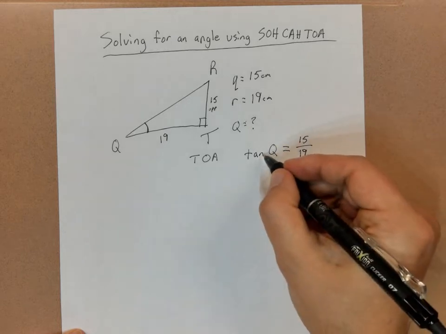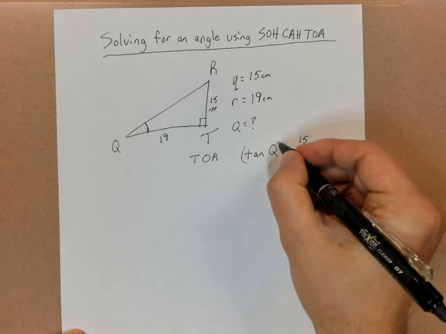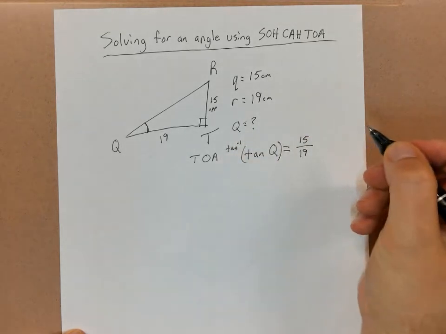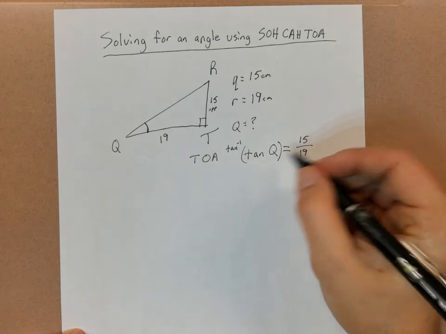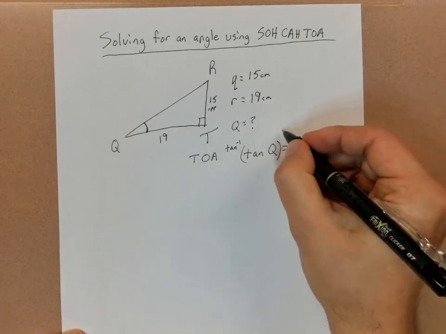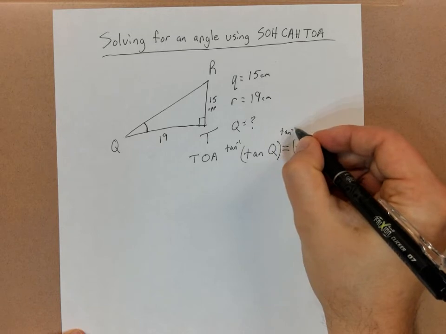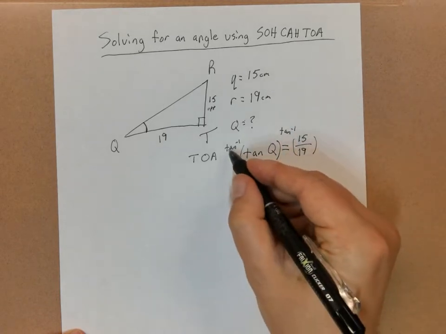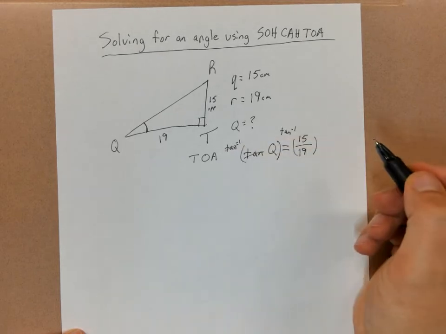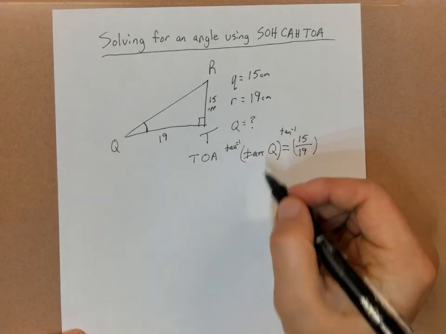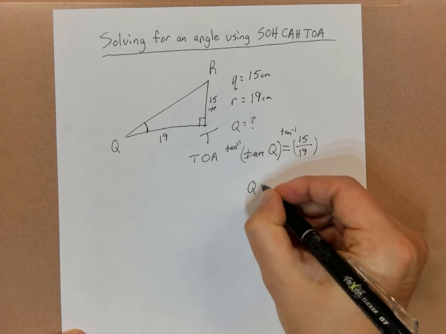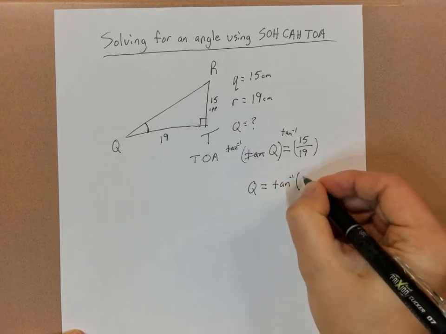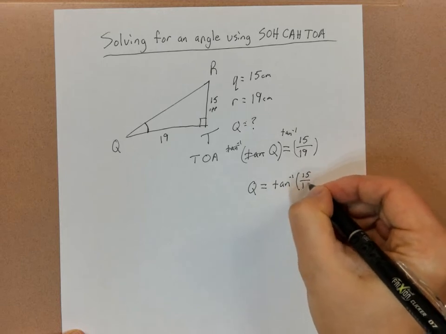So in order to get rid of tangent, we're going to have to use something called the inverse, so tangent inverse. But if I'm going to do that to one side, I'm still going to have to do that to the other side here. So I'm going to tangent inverse both sides. And then on the left here, the tangent inverse and the tangent, those two are inverses, so they're going to cancel out. And you're going to be left with Q equals the tangent inverse of 15 over 19.